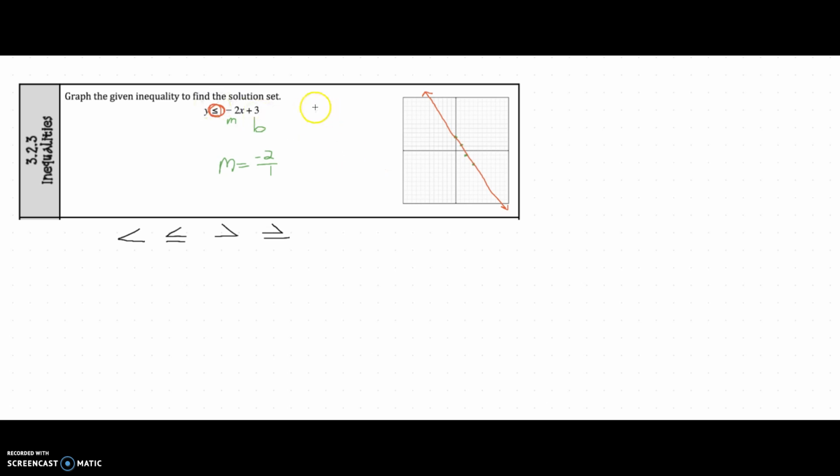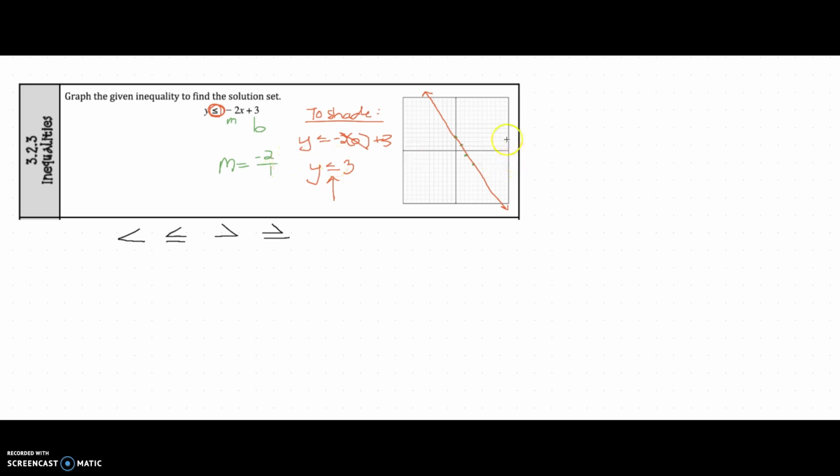So to figure out that, so to shade, we want to plug in 0 for x. So we're going to have y is less than or equal to negative 2 times 0 plus 3. Well, anything times 0 is 0, so that just ends up canceling and leaving us with y is less than or equal to 3. Now, this number doesn't matter so much as the actual symbol, and this is saying it is less than 3.